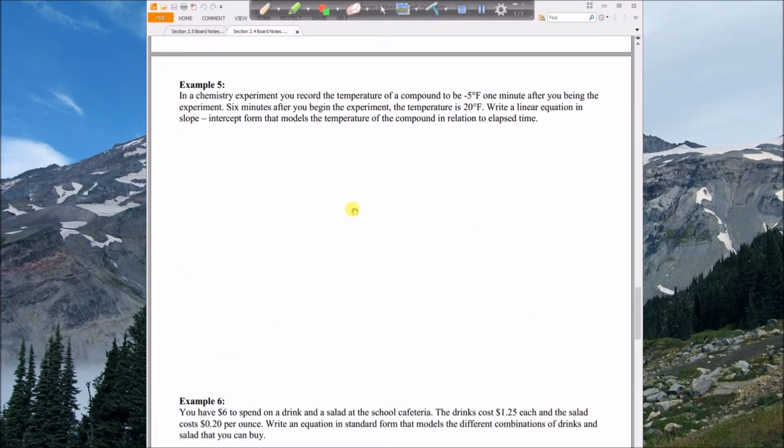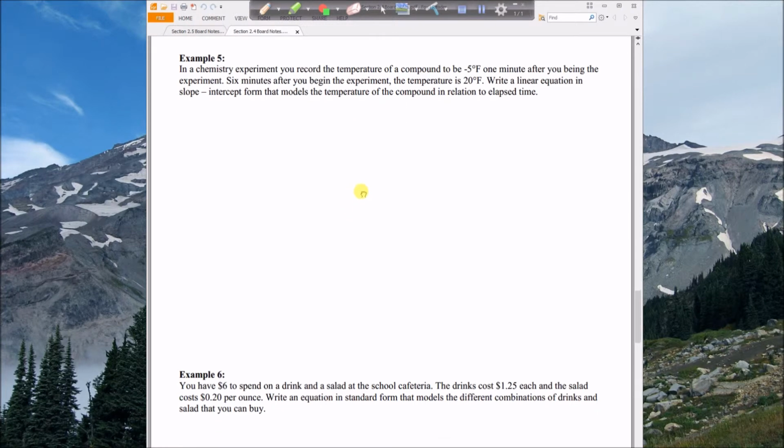Example 5. They ask you to write some equations from data. All right, so this is just a little word problem. It says in a chemistry experiment, you record the temperature of a compound to be -5 degrees Fahrenheit 1 minute after you begin the experiment. 6 minutes after you begin the experiment, the temperature is 20 degrees Fahrenheit. Write a linear equation in slope-intercept form that models the temperature of the compound in relation to elapsed time.